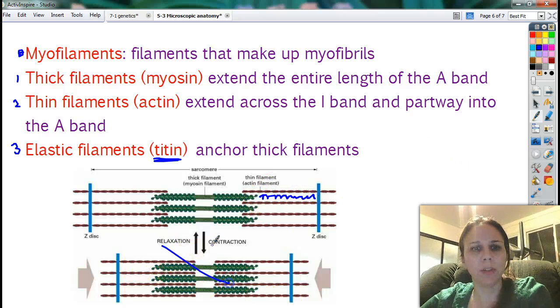Okay, don't worry about this relaxation contraction thing. We'll get to that a little bit later. But I think that's enough to confuse you for now. Okay, so we'll talk about this tomorrow in class and go over it a bit.